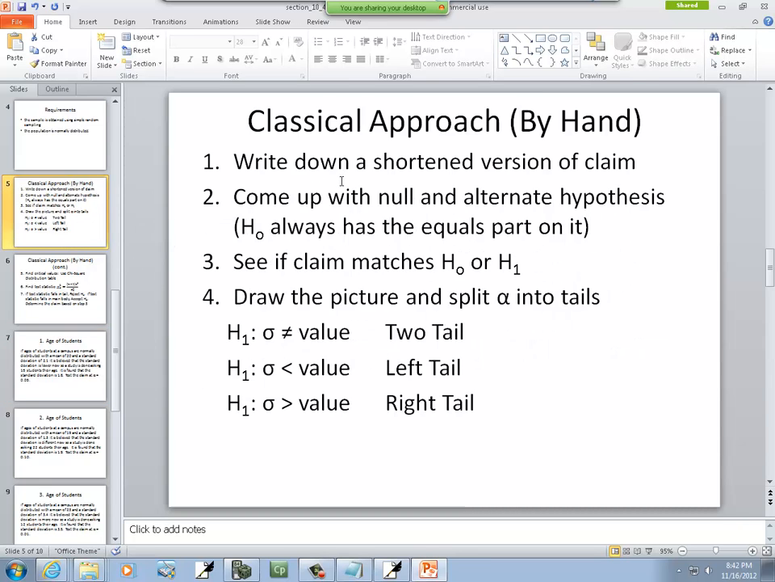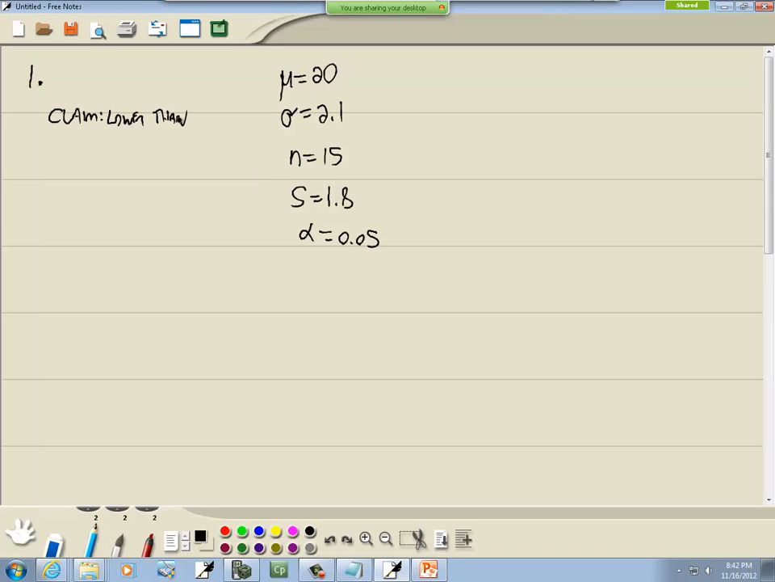Step 1, write down a shortened version of the claim. Well, I said lower than, and we have to figure out what value to put here. Since we're talking about standard deviation, we're going to put 2.1. The only values you can put up here are your population values. You can't put S, because that's a sample. The sample is used to prove or disprove this.